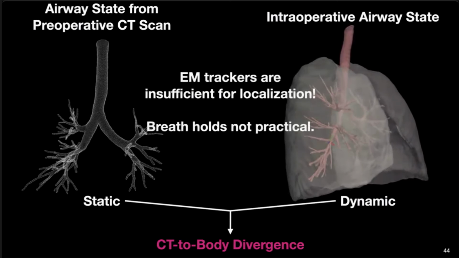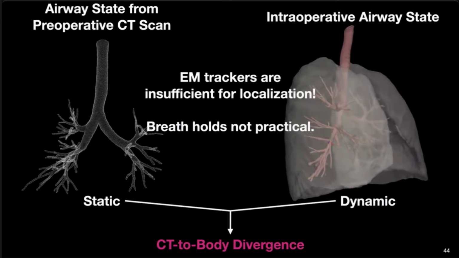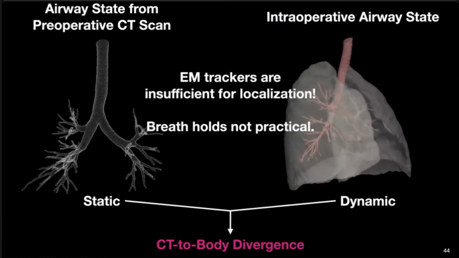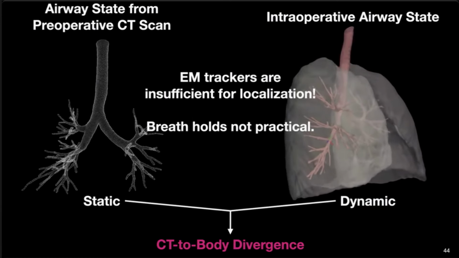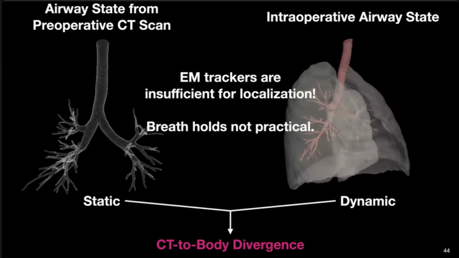This results in a discrepancy between the anatomical states, which leads to CT to body divergence, which makes tracking with systems like electromagnetic tracking navigation challenging because the lung is deforming, whereas the tracking coordinate system is not necessarily moving with the lungs. So also the idea of using breath holds, which we used previously, doesn't work for the duration of bronchoscopy.